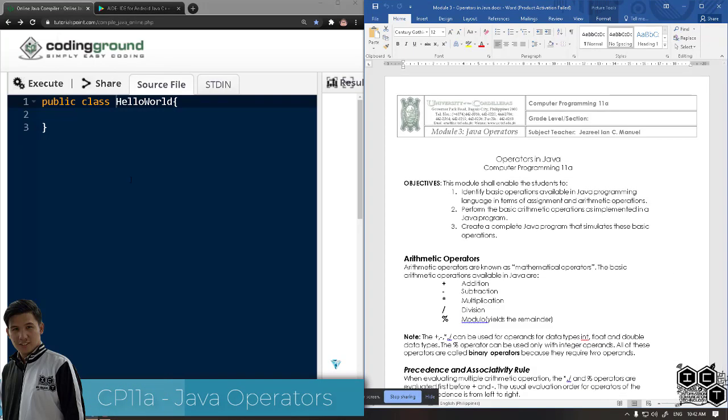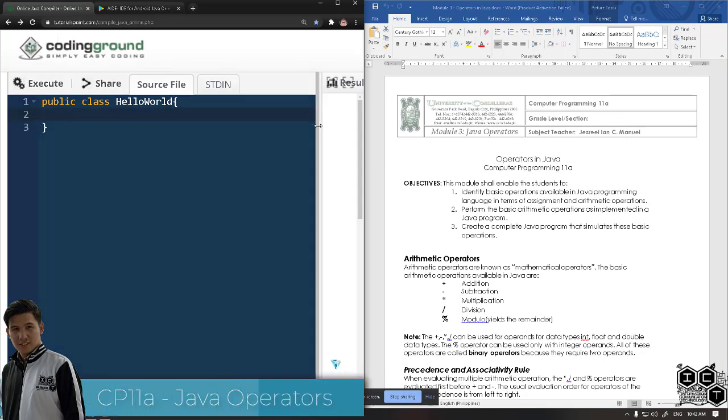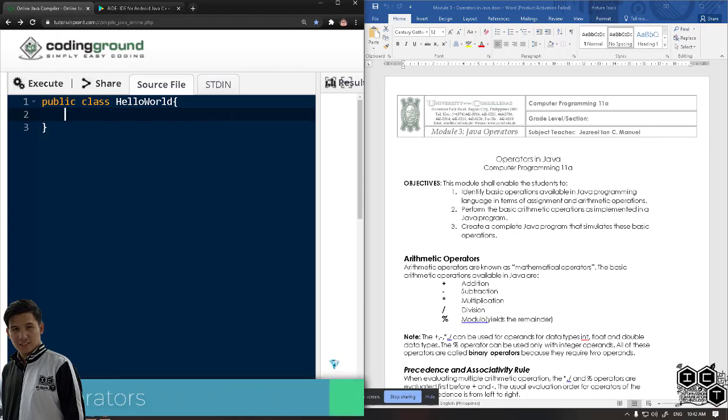Okay? Now, I hope you understood that. Punta tayo dito ngayon. Now, in order for us to know or to create our first program, which I have mentioned in the module, kung paano lang mag-print. Kasi majority of programming languages out there simply teaches you how to print out text or string literals.